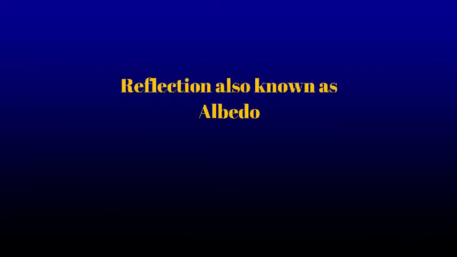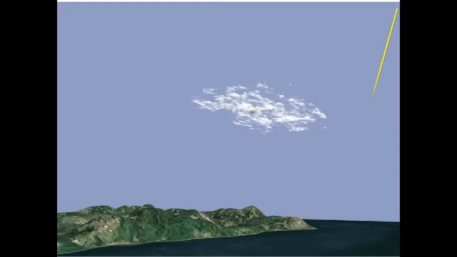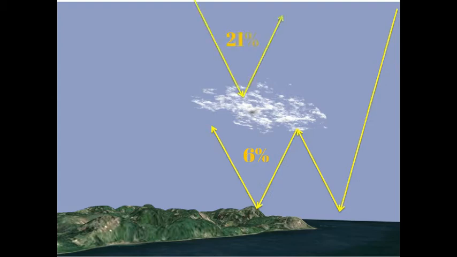Reflected energy is also known as albedo. Water and land reflect 6% of incoming solar radiation. Clouds reflect 21%. And atmospheric scatter accounts for 5%, making the Earth's albedo rate 32% of incoming solar radiation.